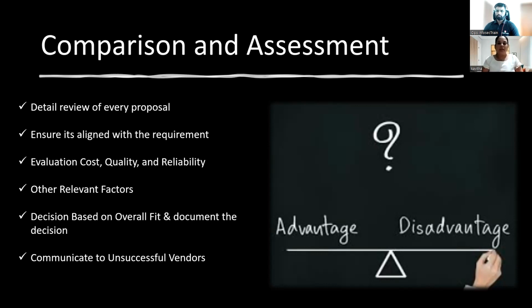Other factors like legal compliance and cultural fit also matter a lot. And the decision would be based on the majority, like they might go through a board meeting or a team meeting or an evaluation checklist. Based on the organization's requirement, they will evaluate the overall requirement. And communicate it to the successful vendors, and communicate it to the unsuccessful vendors as well.